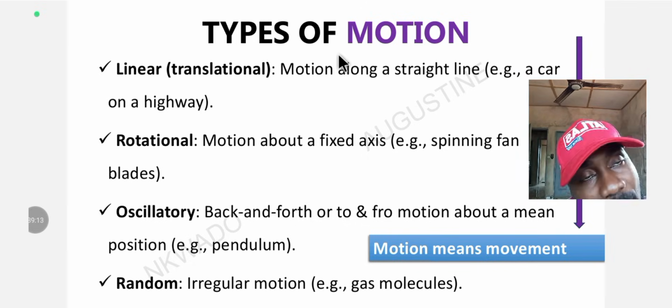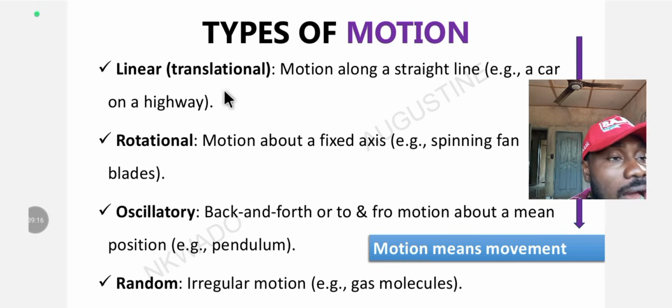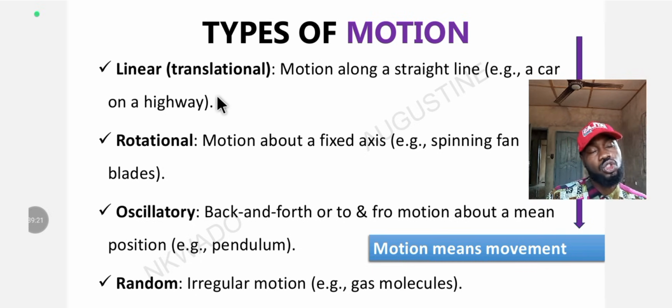And what are the types of motion? We have linear or translational motion. Why is it called linear or translational motion? You know, when you say something is linear, it means straight line. So when you say linear motion, you mean motion in a straight line. Or you can also call it translational motion. So a motion like this is a linear motion or translational motion. And an example of this motion along a straight line is a car on the highway.